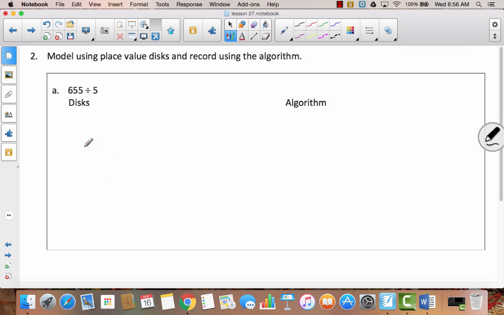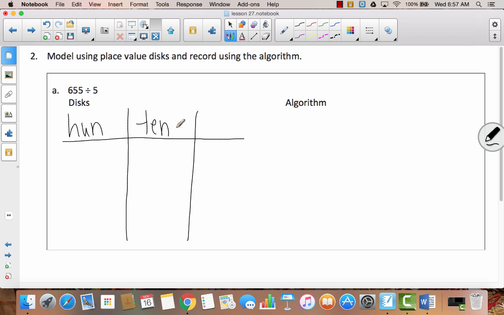I want you to do this one with me, okay? All right, so let's go ahead and do the discs right here. We're going to go back and forth between each one. So that's why it's important for you to do this first one with me. So I have hundreds, tens, and ones. And then over here I'm going to go ahead and set up my long division. So I've got 5, and I'm dividing 655. So let's go ahead and put 600s, 1, 2, 3, 4, 5, 6. I have 5 tens and 5 ones.